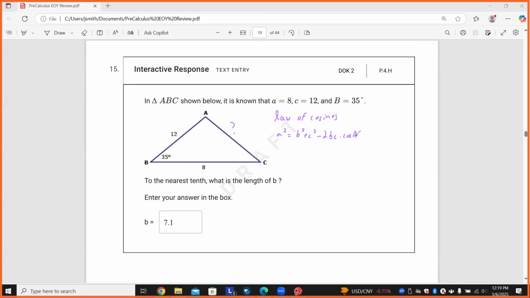All you have to do to find a missing side is take the 2 sides given, square them and find their sum, minus 2 times their product, times the cosine of the angle. You don't necessarily have to remember where A, B and C go, but if you can remember that you're squaring the 2 numbers, so this would be 12 squared plus 8 squared, minus 2 times their product, so it'd be 2 times 12 times 8, times cosine.